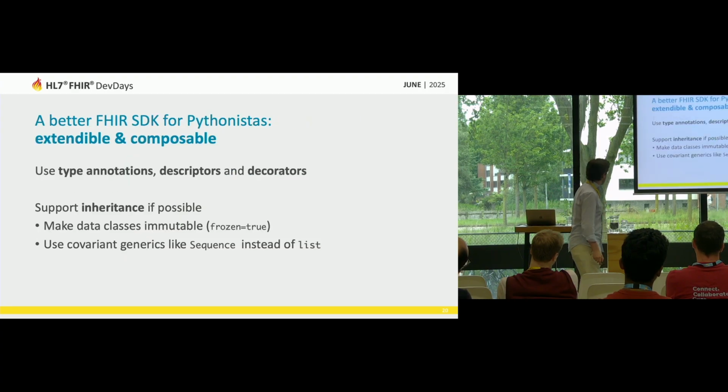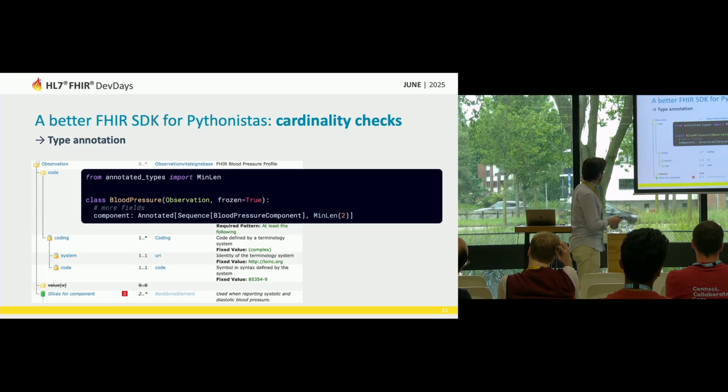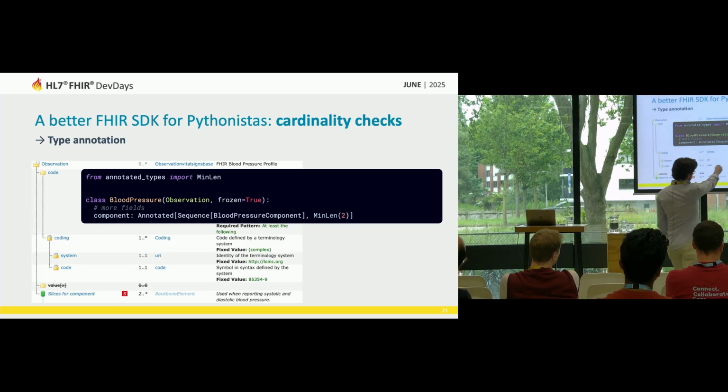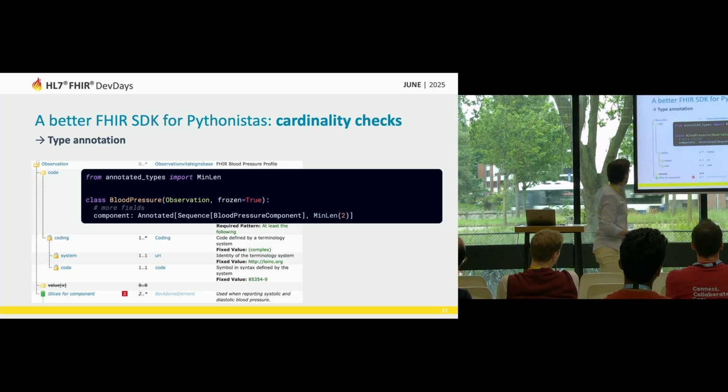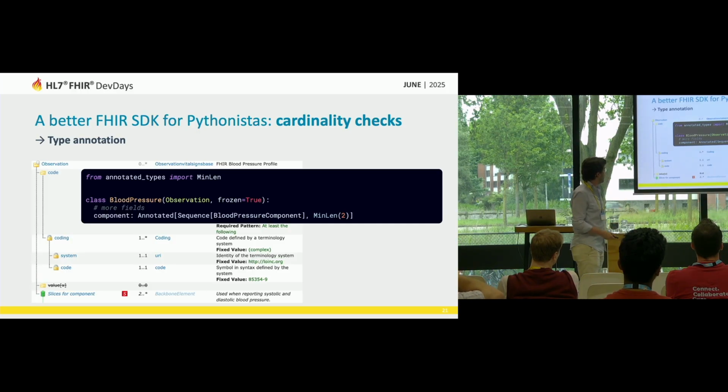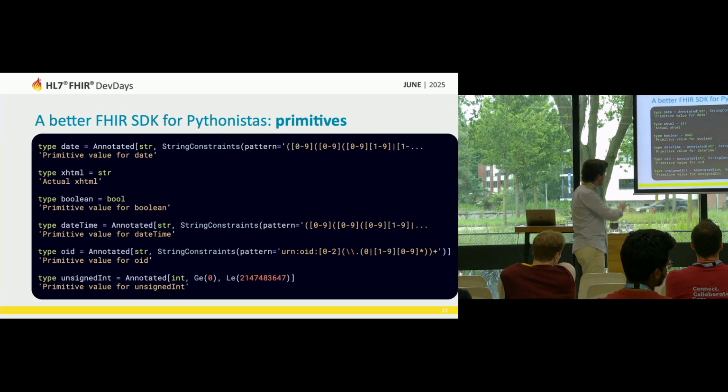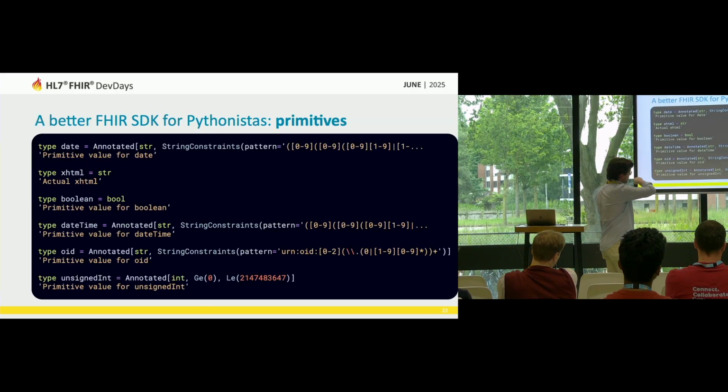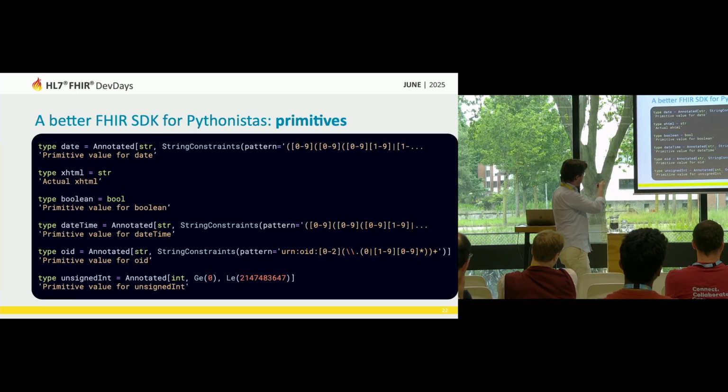But we were quite successful just doing cardinality checks like this, importing min_length from annotated types, and you can just do the cardinality checks in a type annotation. You can see it also lends itself very well to code generation in the future. The primitives are similar. You can just use type annotations with string constraints which validate regex patterns, min-max values. This we also already code generate from the FHIR Schema.